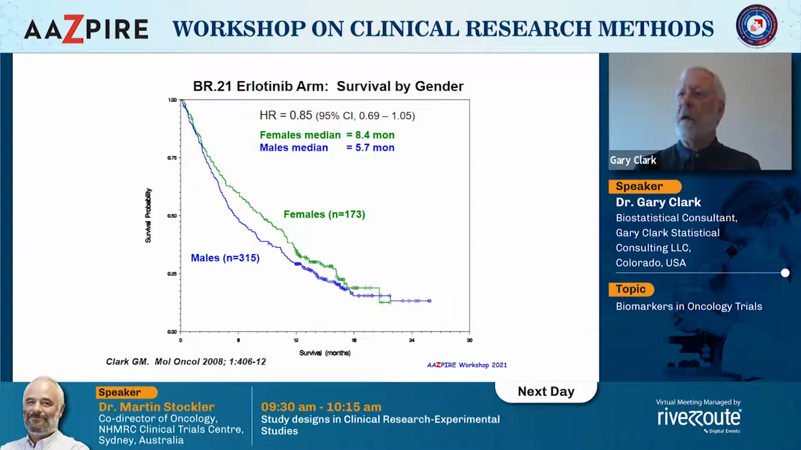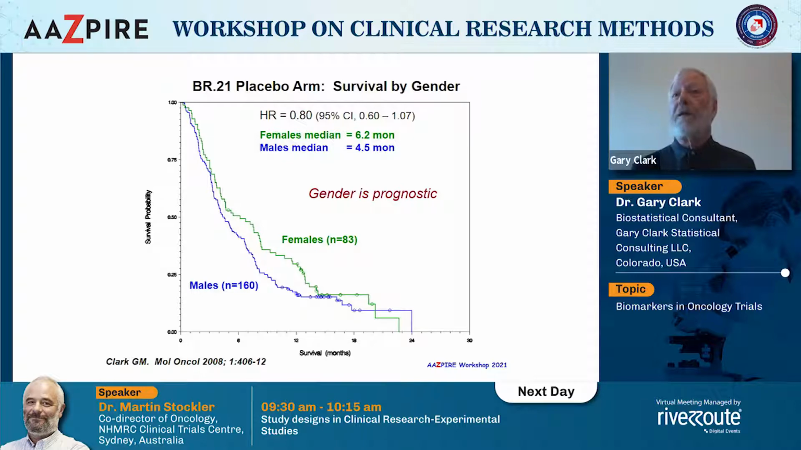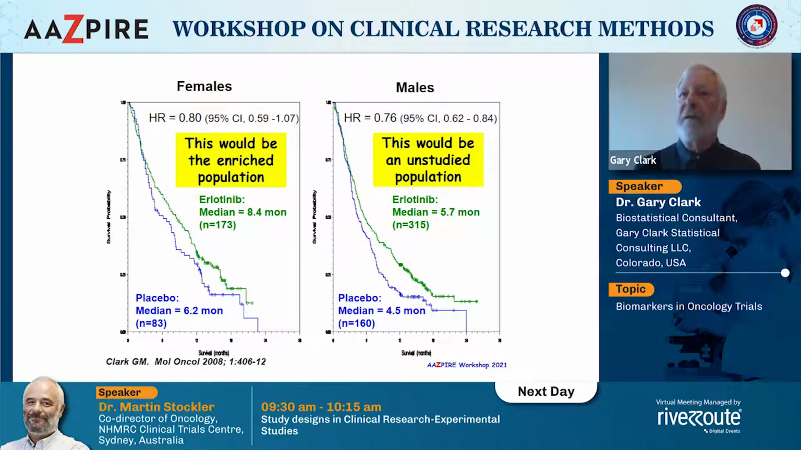But this is just the erlotinib arm. I wonder what happened in the placebo arm. Aha, almost exactly the same outcome. Now the actual median, the actual survivals are less. The median survival is 6.2 now versus 4.5 females versus males, but obviously the females are doing better when they received placebo. This is a classic definition of a prognostic factor. If you give them a placebo, the females do better than males. If you give them Tarceva, females do better than males.